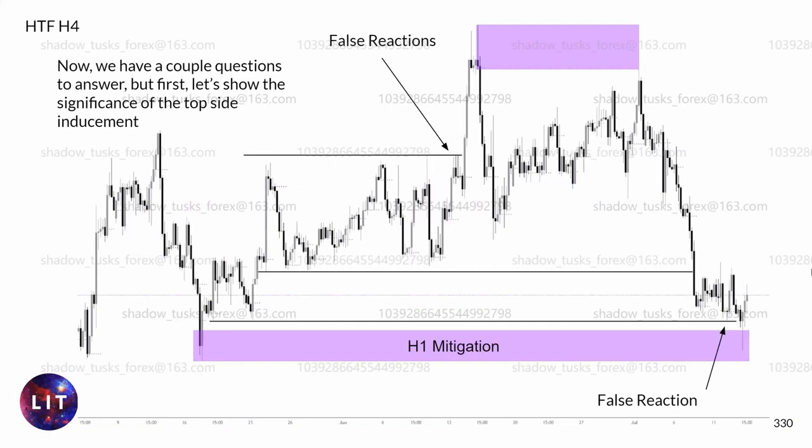So now we have a couple questions to answer, but first I actually want to show you the significance of the topside inducement, because technically these are both major inducements, right? So we need to think, okay, obviously all you really need to be doing, you don't really need to have this level of understanding. You can literally just say, okay, I've got my inducement here.